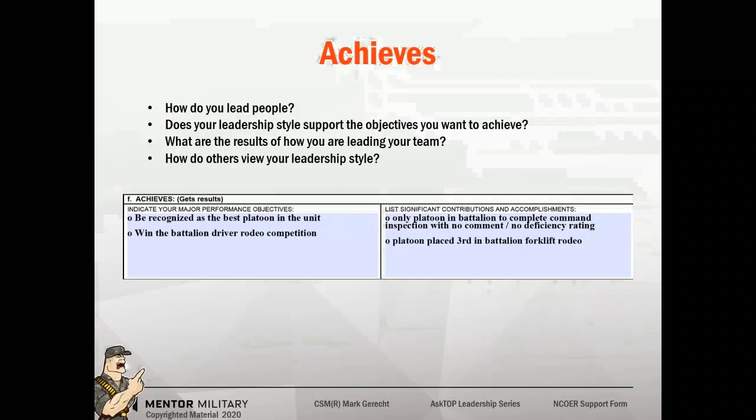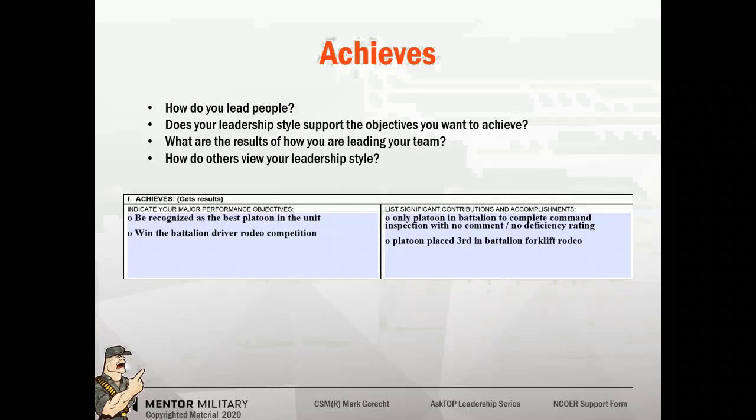So, be recognized as the best platoon in the unit. Win the battalion driver rodeo competition. Achievements, only platoon and battalion to complete the command inspection with no comments, no deficiency rating. Platoon placed 3rd in battalion forklift rodeo. So that takes us through all the areas that we're responsible for on the support form.